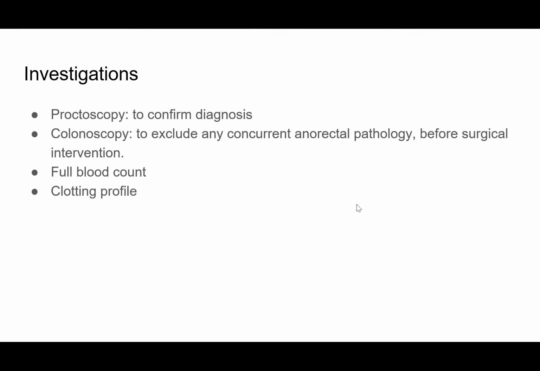Investigations for hemorrhoids. The investigation to confirm our diagnosis is proctoscopy, where, especially for internal hemorrhoids, we'll see the dilation of the anal cushions. Colonoscopy is done to exclude any other anorectal pathology that could predispose or could have been causing the hemorrhoids before surgical intervention. Full blood count is done to show us, depending on the presentation of the patient, long-standing bleeding, anemia, infection. And then a clotting profile of the patient, especially to rule out all bleeding and clotting disorders.